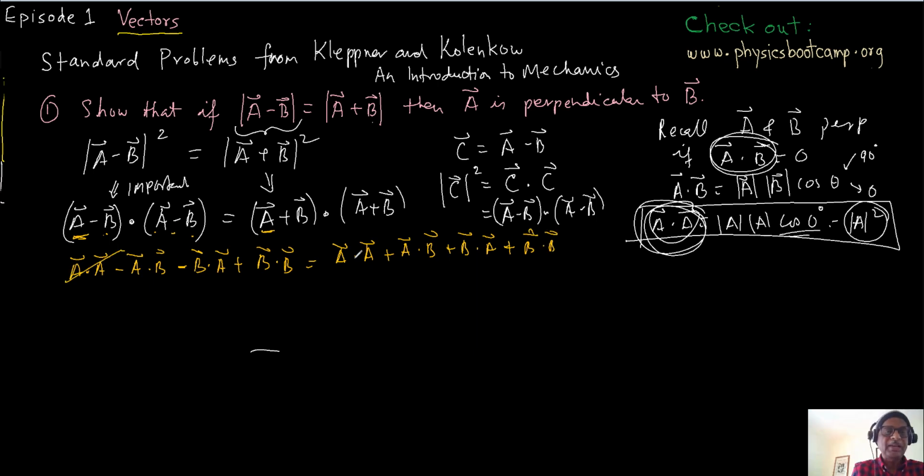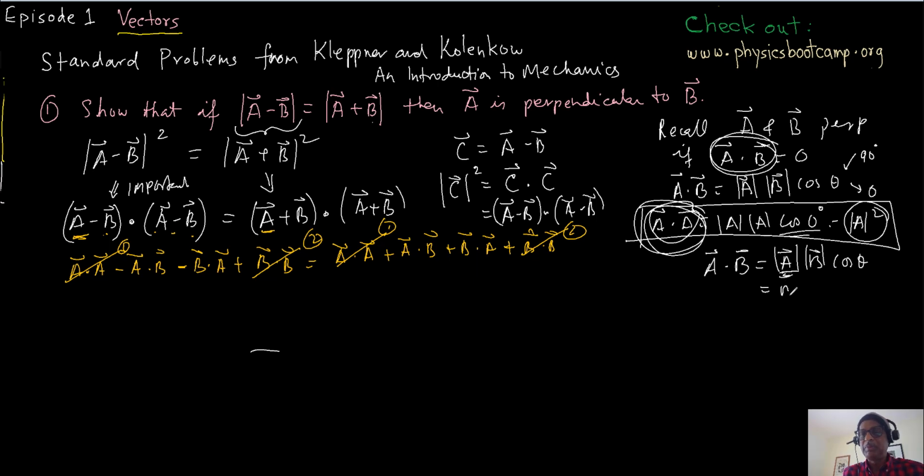Now this guy we're going to cancel with that guy. This guy will cancel with that guy. And from the definition of A dot B, we already know that this is A B cosine theta, and these are pure numbers, so this is the same as B A cosine theta. So this is the same as B dot A. So A dot B is the same as B dot A.